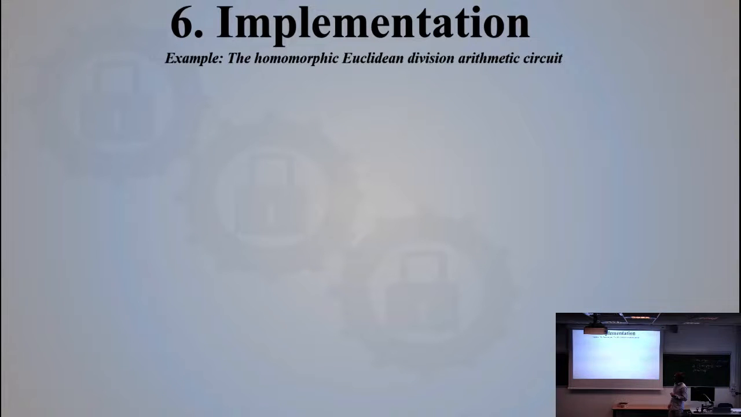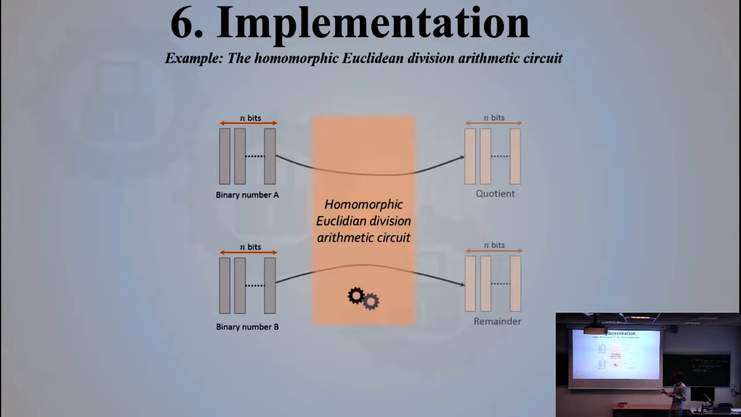Now, this is a quick example so you understand how this works. For example, this Euclidean division circuit takes as input 2 binary numbers of n bits each. And these are actually n ciphertexts each, and it outputs n ciphertexts and n ciphertexts, which are 2 binary numbers.